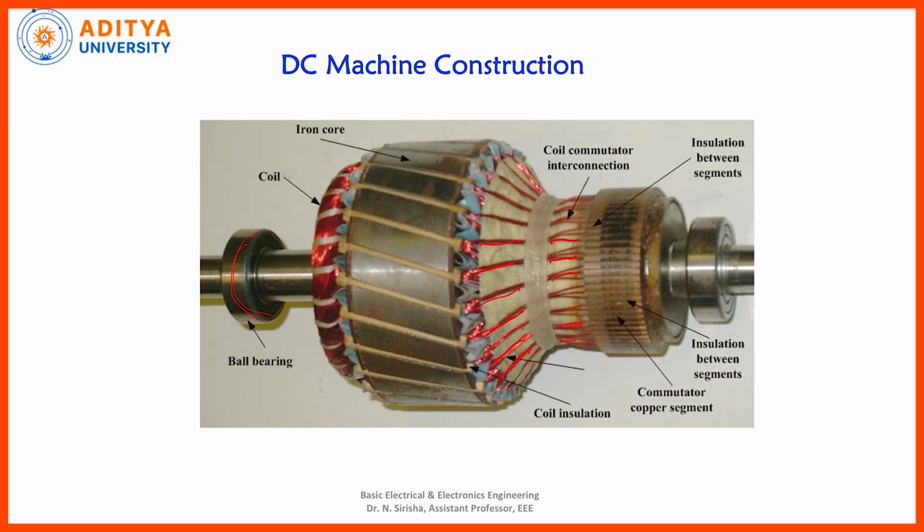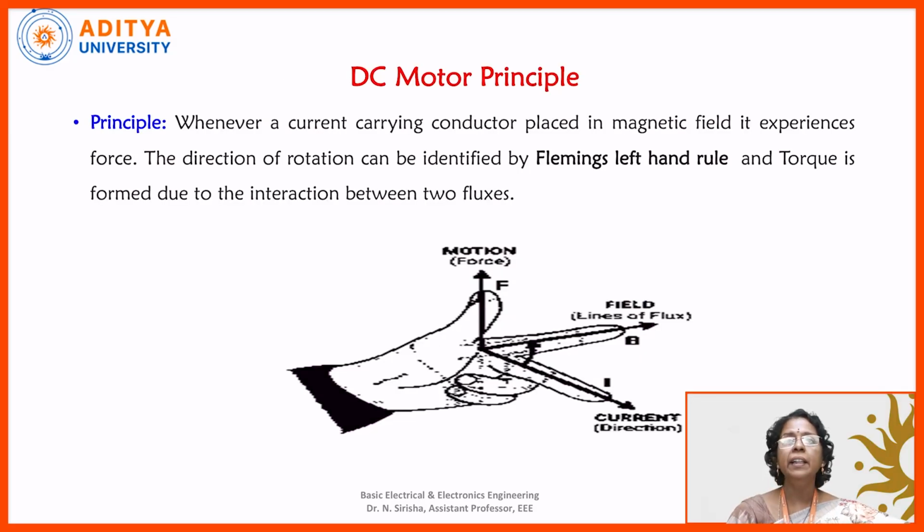As the machine continuously rotates, the bearings provide for the free movement of rotation of the machine. Next is the DC motor. From a constructional point of view, the DC generator and DC motor constructions are the same.